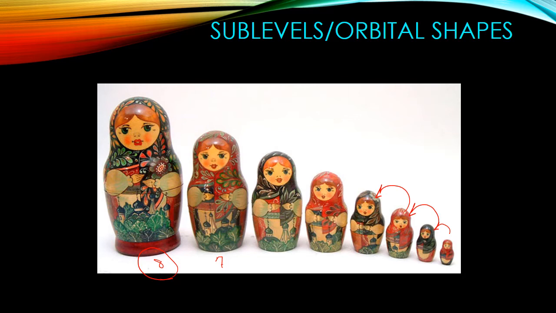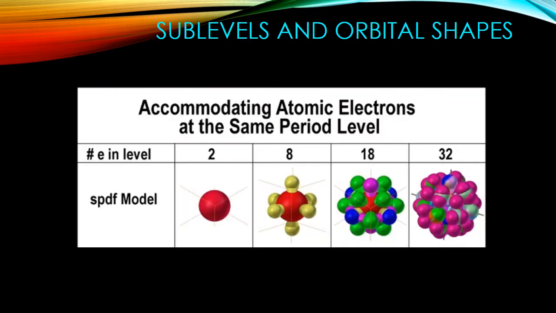That's not the P or the D or the F. I know I haven't talked about the D or the F orbitals yet, but look at this. So S, P, D, and F orbitals. We've only covered S and P. I get that. But look, here we have an S orbital.